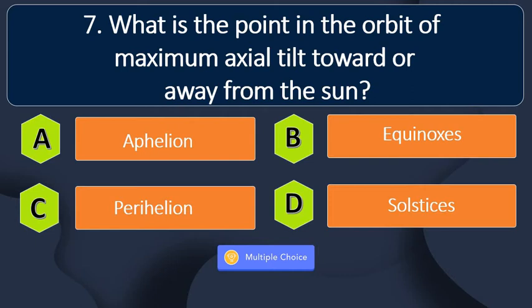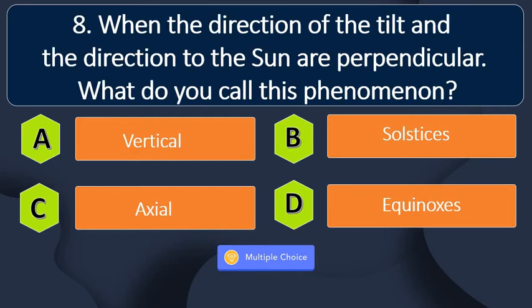Correct. This is letter D. Solstices. Number 8. When the direction of the tilt and the direction of the Sun are perpendicular, what do you call this phenomenon? Is it A. Vertical, B. Solstices, C. Axial, D. Equinoxes? Correct. It is solstices. Letter B.